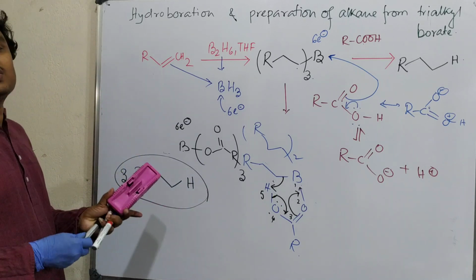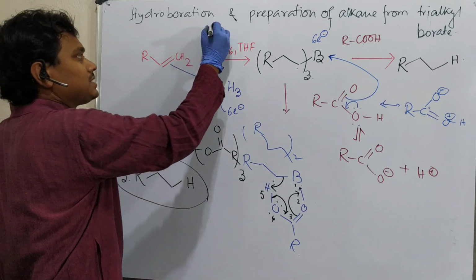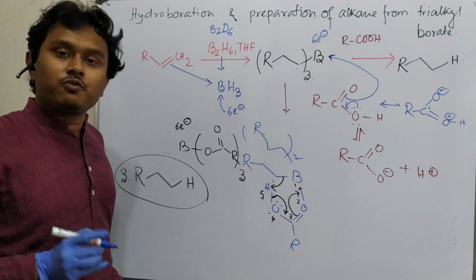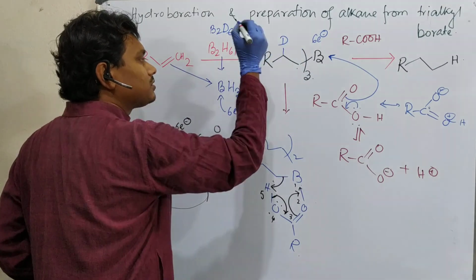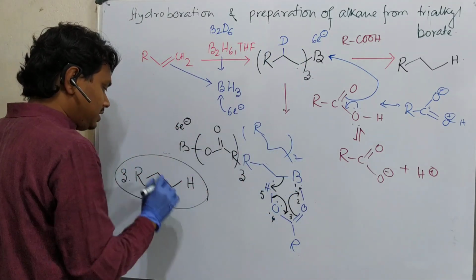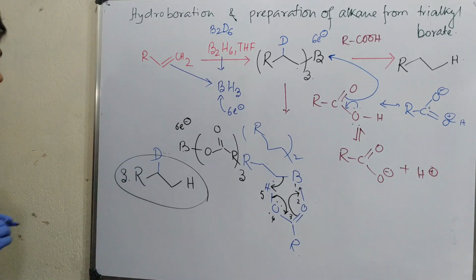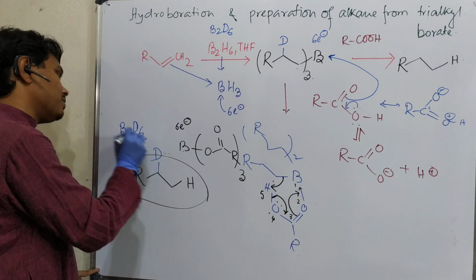Now what are the tricks that could be given to you in your exam? First thing, instead of B2H6 they can provide B2D6. So then the question is, where will the deuterium go? Deuterium will go here. Okay, so ultimately everything is this. Please be careful, deuterium will come here if it is B2D6. Okay, point number 1.